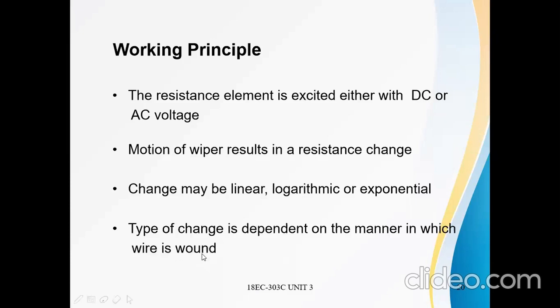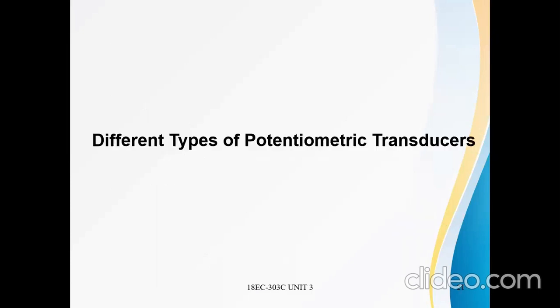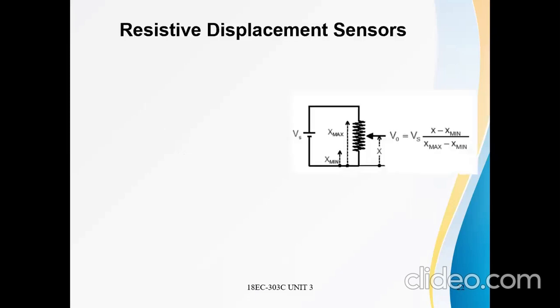How this resistive element is wound. Based on that, the type of change may be linear, logarithmic, or exponential. It depends on how it is wound on the resistive material. Different types of potentiometric transducers: resistive displacement sensors.